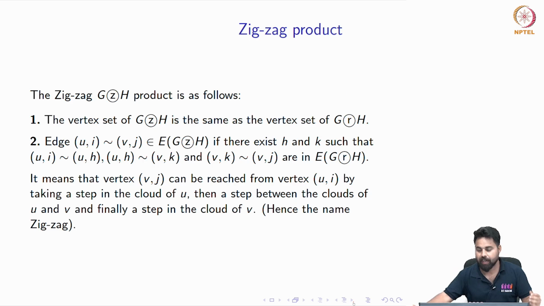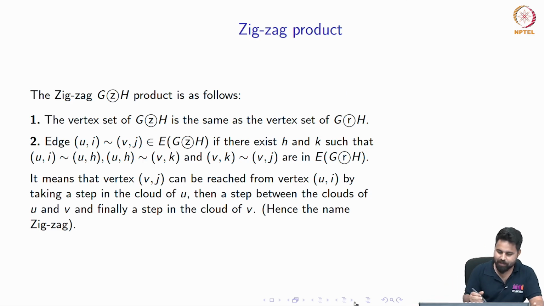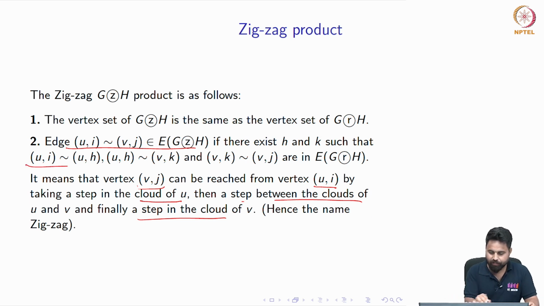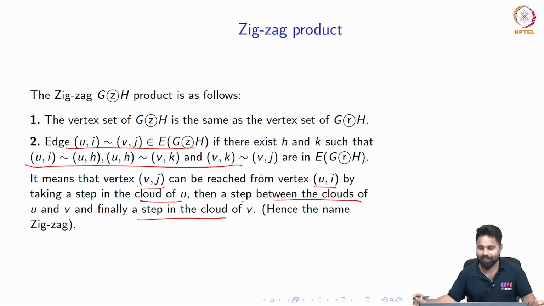So the zigzag product is very simple to define. The vertex set is the same as the vertex set of your replacement product, and these will be the edges. This says that the vertex Vj can be reached from the vertex Ui by taking a step inside the cloud of U, then taking a step between the clouds of U and V, and finally a step inside V. This is the formal way of writing it, and hence the name zigzag comes into the picture.